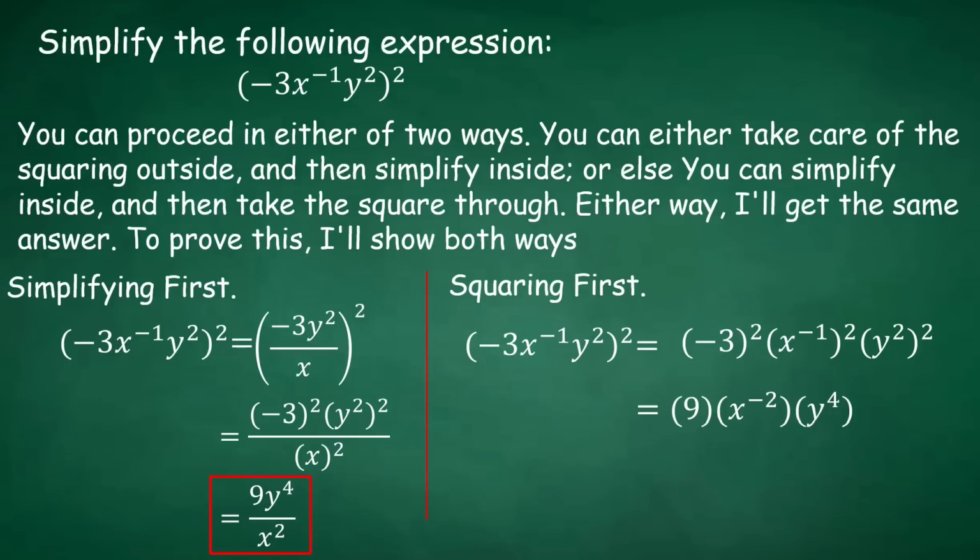Remember, you need to move the negative exponent to the other side of the fraction line. So put the x raised to the power of negative 2 in the denominator. So the answer is 9y raised to the power of 4 over x squared. Have you noticed that they have the same answer even though they don't have the same method?